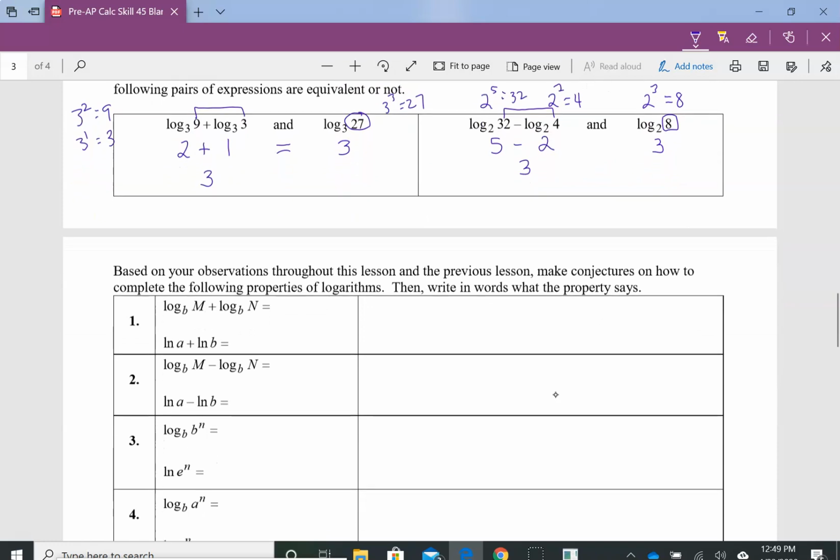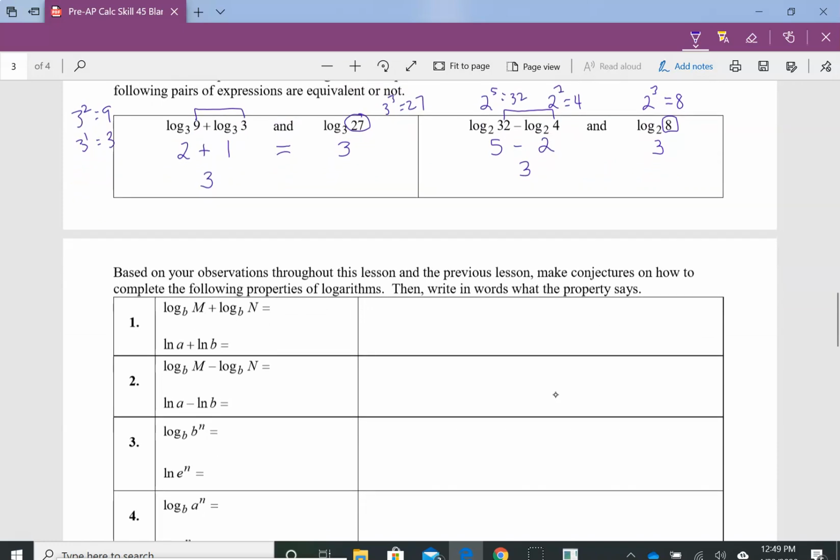Okay, so using those ideas, we're going to come up with our first two properties for logarithms. If you have logs that have the same base and you're adding two separate logs, then you could condense this into a single log by saying log base b of m times n. Okay, so that's going to be what I call the product property.